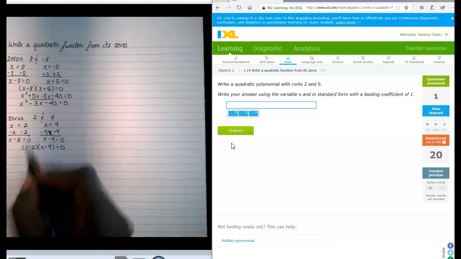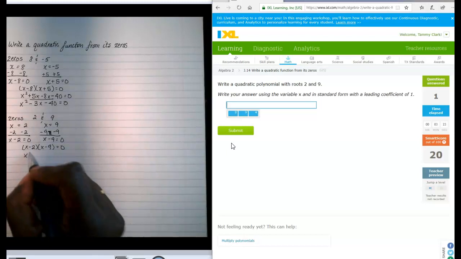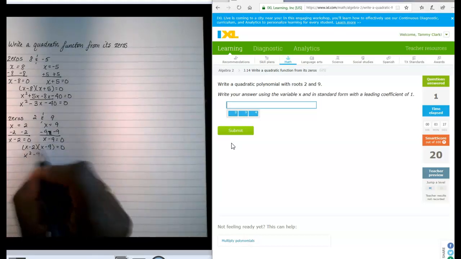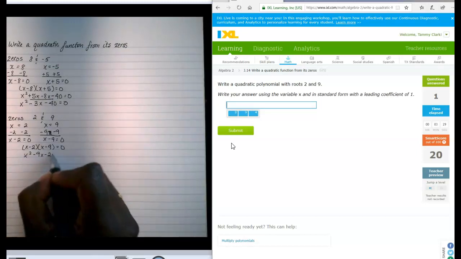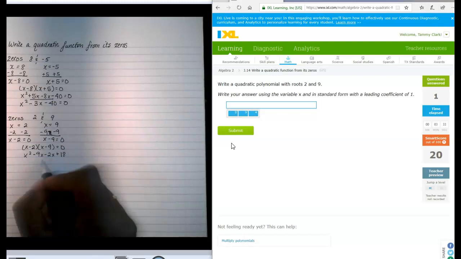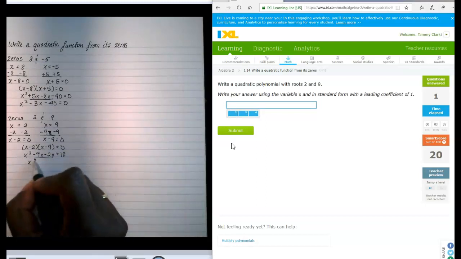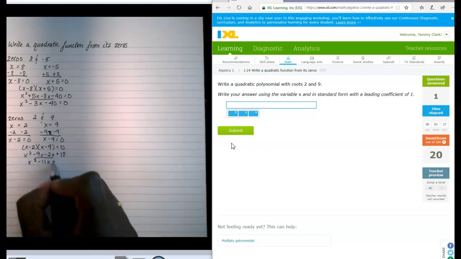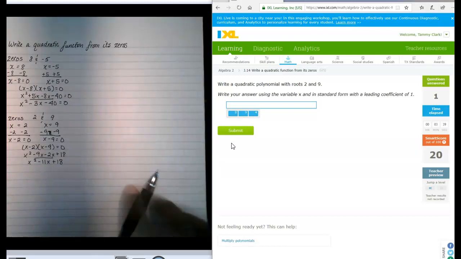Let's multiply now. X times x is x squared. X times negative 9 is negative 9x. Negative 2 times x is negative 2x. Negative 2 times negative 9 is positive 18. So we've got x squared minus 11x plus 18.